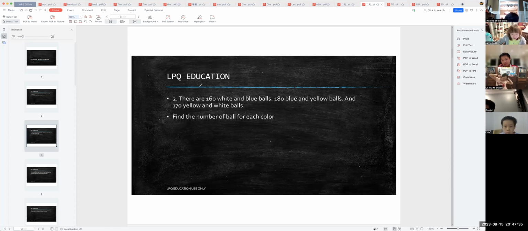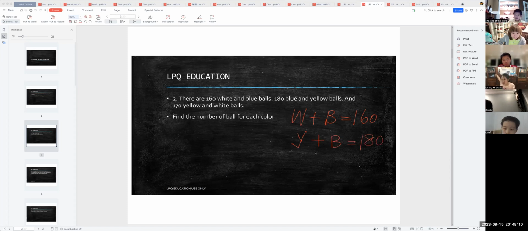Okay, so let's take a look at this one. So white and blue, they are all together 160. Am I right? Okay, so we can do W plus B equals 160. Right? Okay. So the next one is yellow plus blue equals 180.